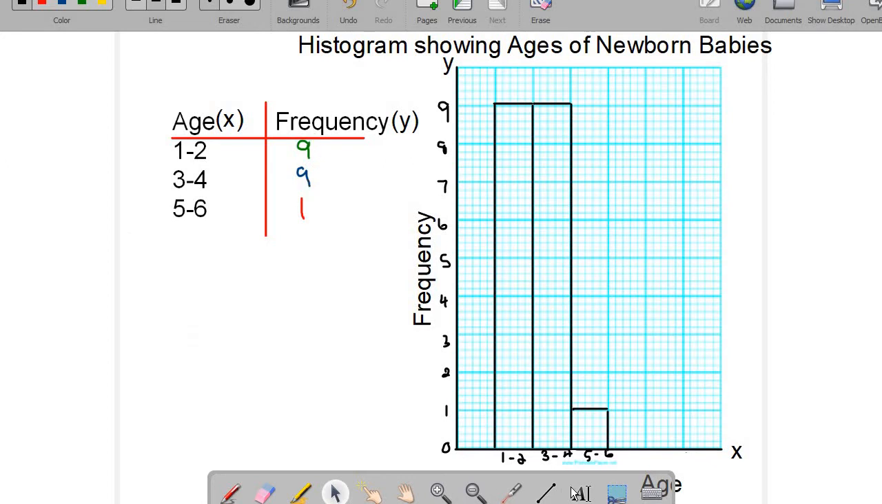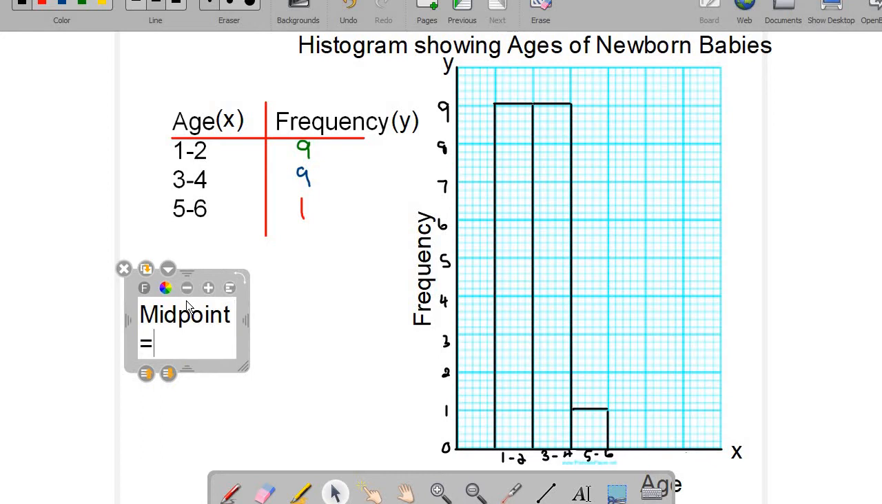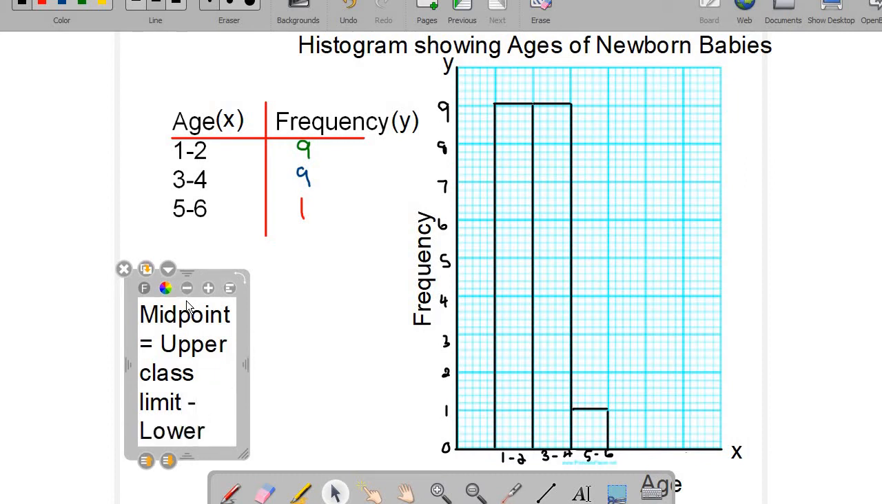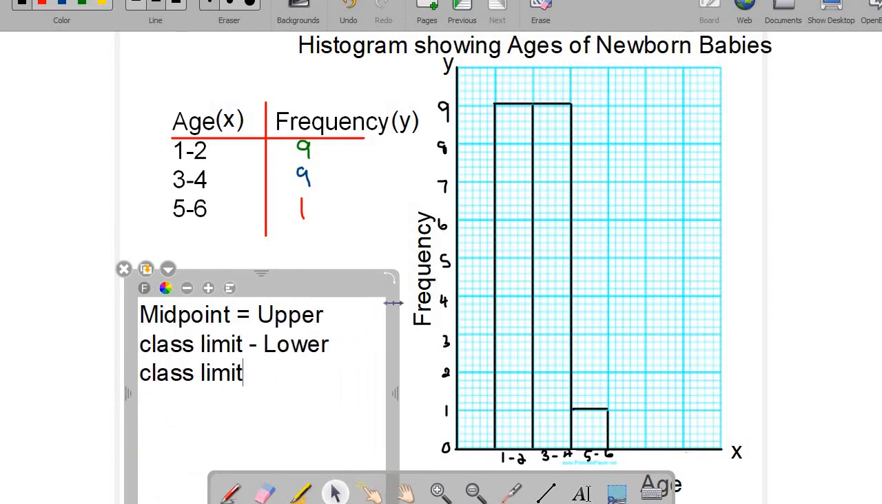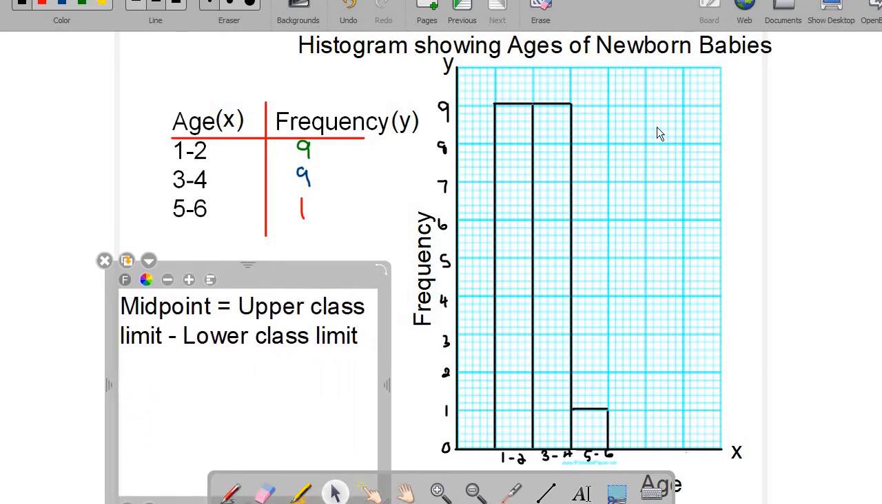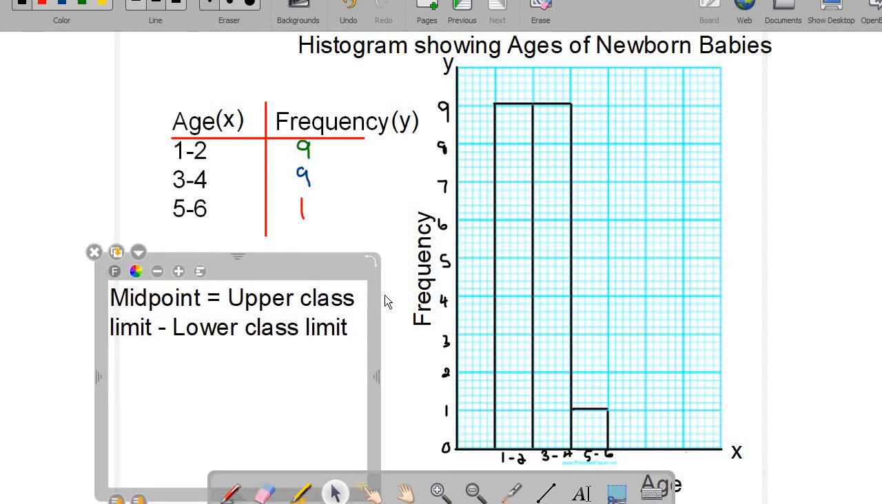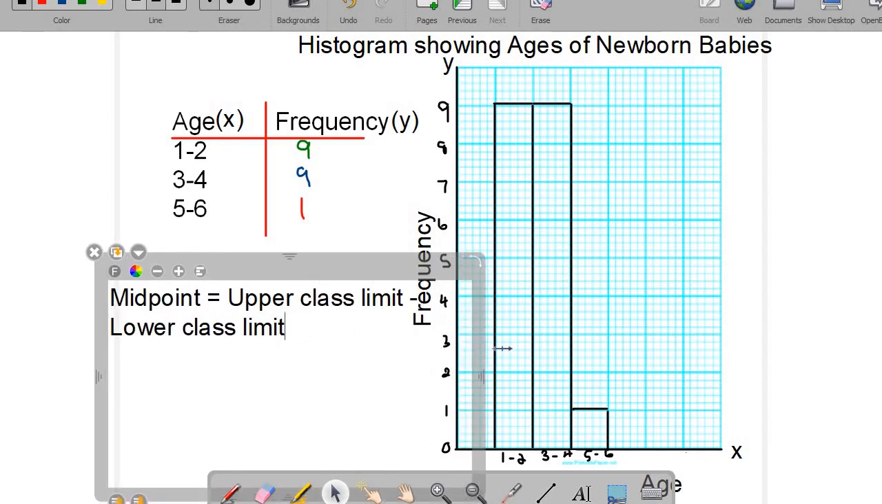Now, the midpoint has a special formula. To find the midpoint, it's going to be upper class limit minus lower class limit. So you don't need the midpoint for the histogram. All of this histogram is done. But since I'm going to draw a frequency polygon on this histogram, I need to calculate the midpoint. The midpoint is for the frequency polygon.